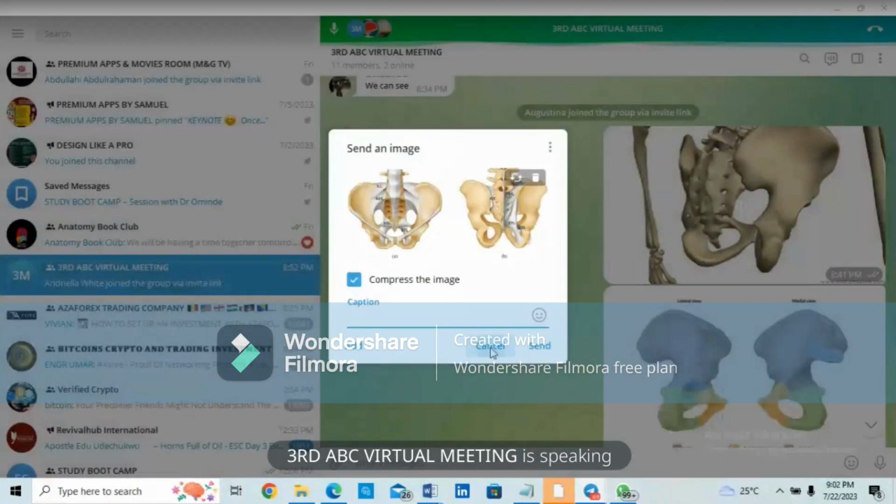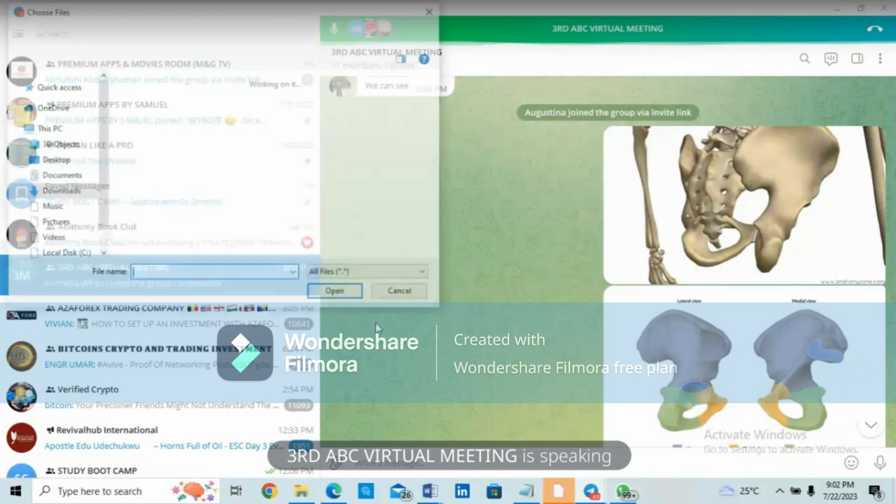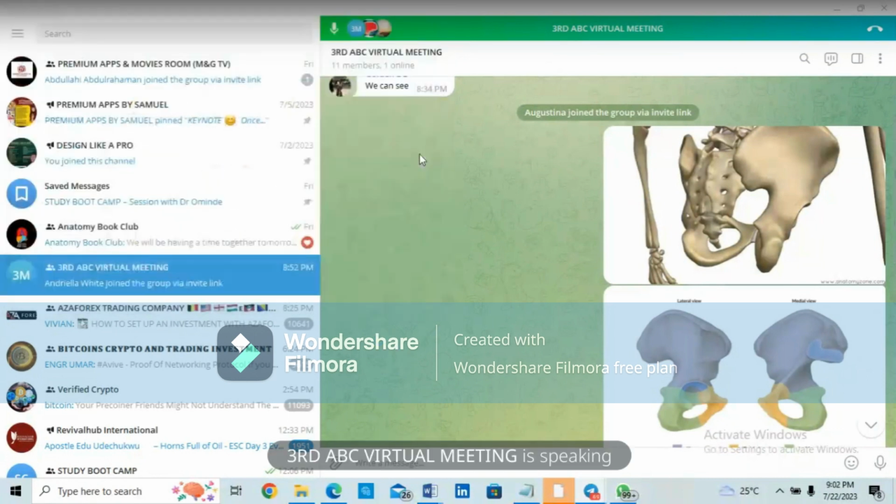So I would like to talk about some clinicals relating to the pelvic girdle. Alright, so there are types of pelvis we have.